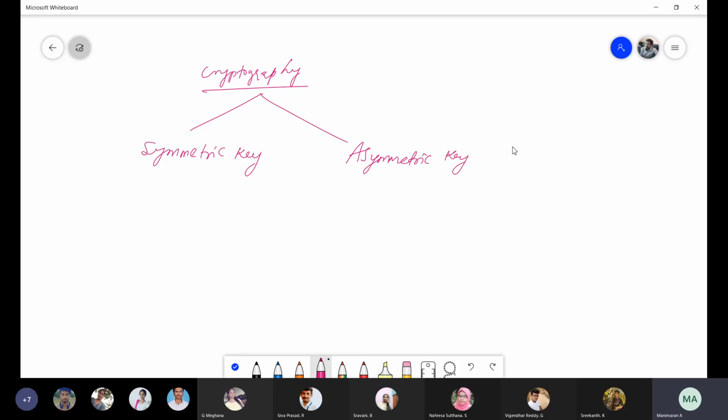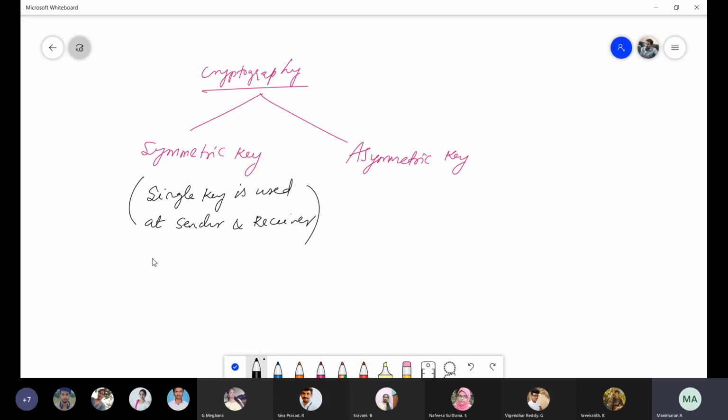Okay, so what is the difference between symmetric and asymmetric? Symmetric key cryptography means only a single key is used. A single key is used at the sender end as well as at the receiver end. Both persons are using the same key. The same key is used at both sender and receiver end. That is called symmetric key cryptography. So what is the meaning here? Encryption and decryption, both we are using the same key.